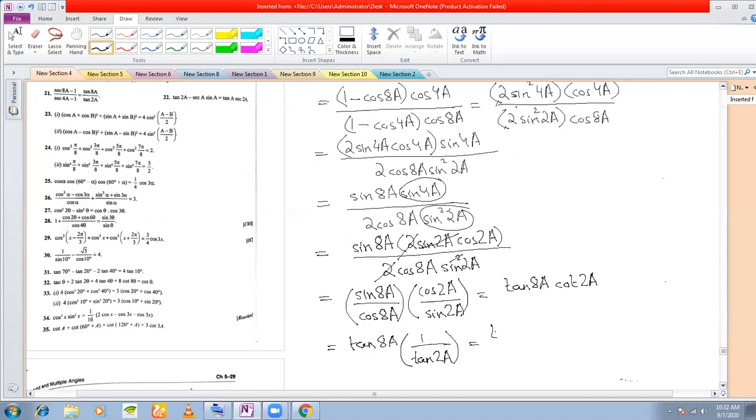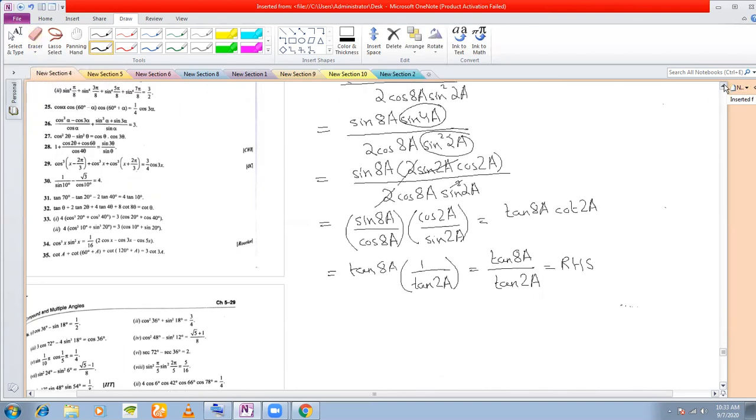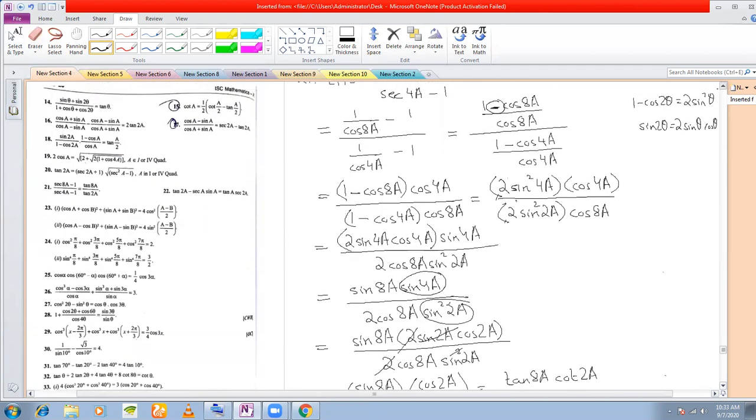which can be written as tan 8a divided by tan 2a, which is equal to your, we started from what? LHS, so which is equal to your RHS. That is what you have to prove here. If you see the question, this one, tan 8a by tan 2a. A little bit of manipulation was required here, okay, undoubtedly, but was fair enough.